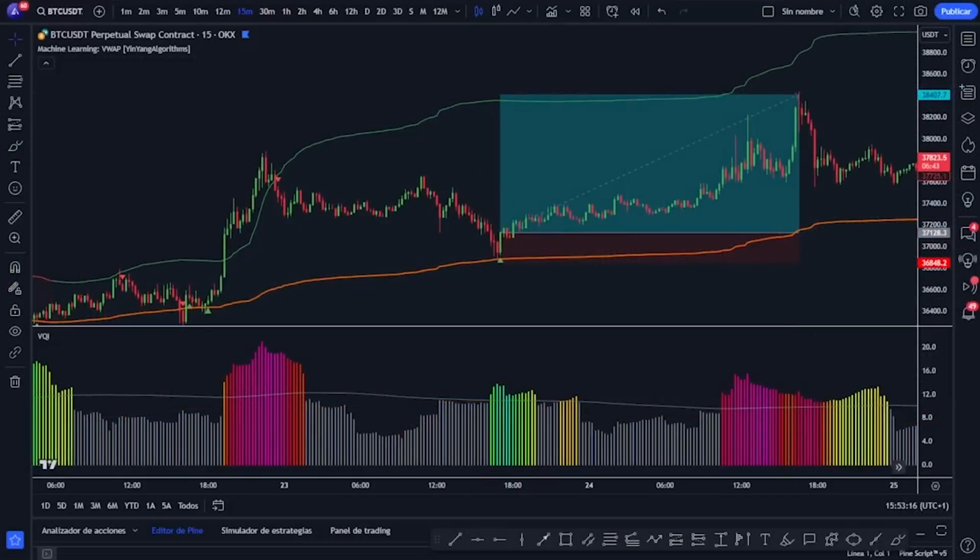So guys, as you can see, artificial intelligence helps us to improve even our simplest indicators and strategies.